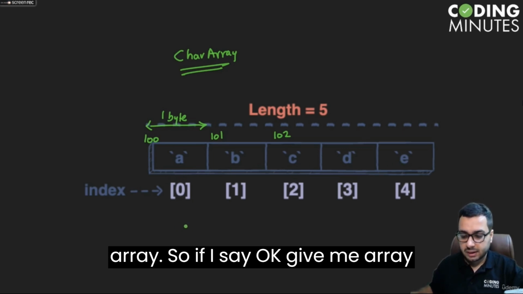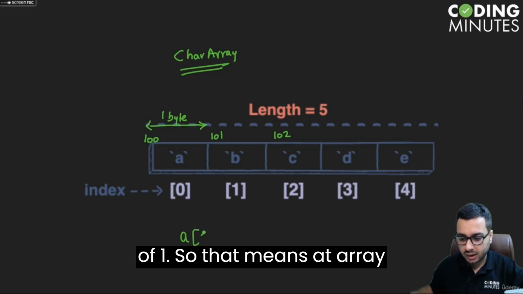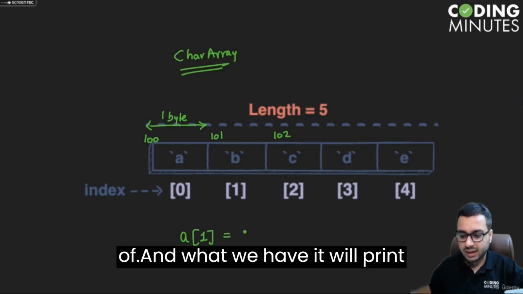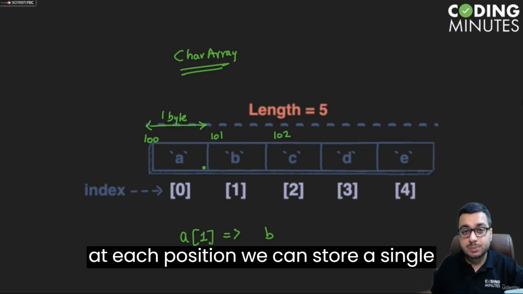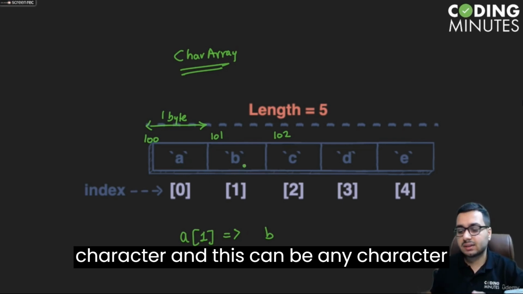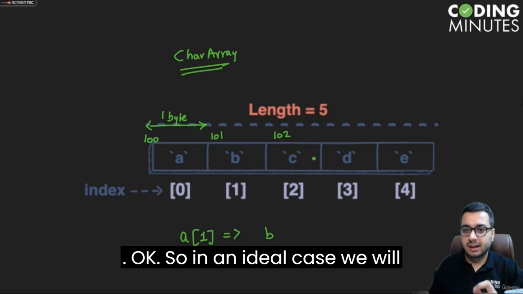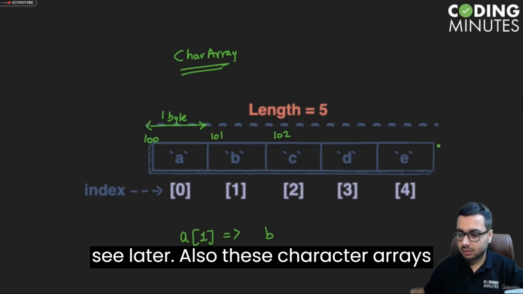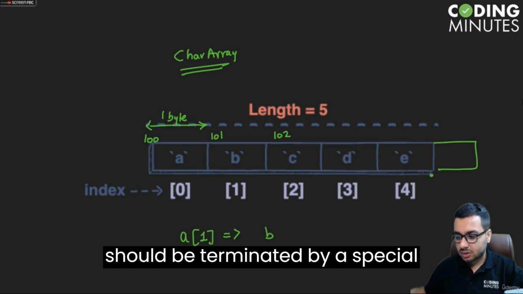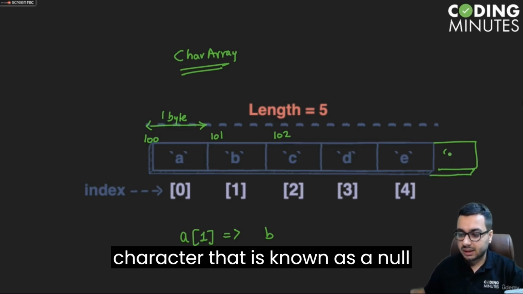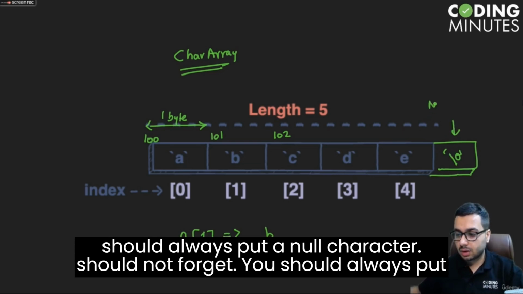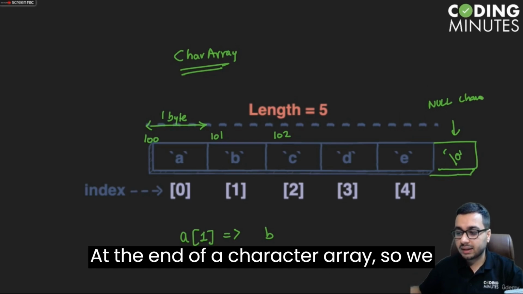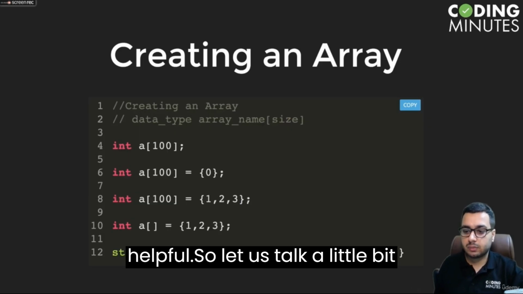So if I say give me array of 1, that means at array of 1 it will print B, as a character. At each position we can store a single character, and this can be any character. In an ideal case, as we will see later also, these character arrays should be terminated by a special character known as a null character. This is something you should not forget. You should always put a null character at the end of a character array. We will see why it is needed and why it is helpful.